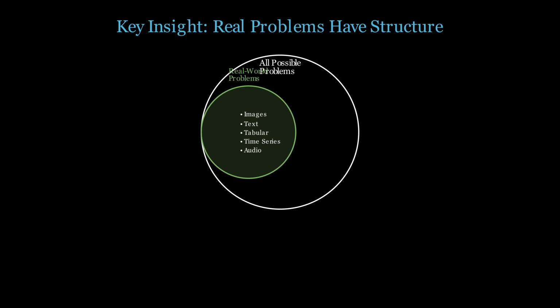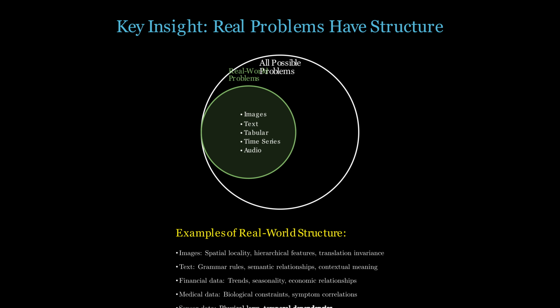These problems have structure. Images have spatial correlations. Text has grammar and meaning. Tabular data has feature relationships. This structure allows algorithms to be better than random. Real-world data has rich structure that algorithms can exploit.